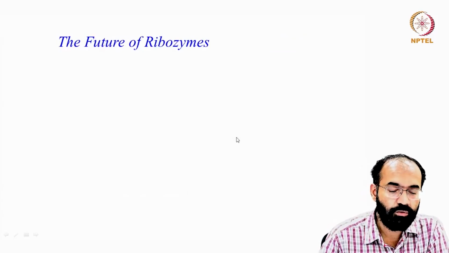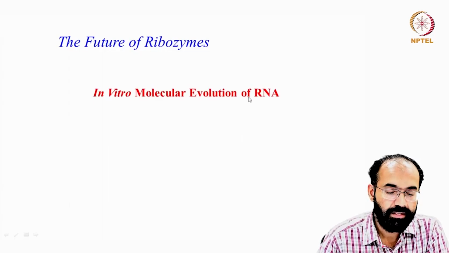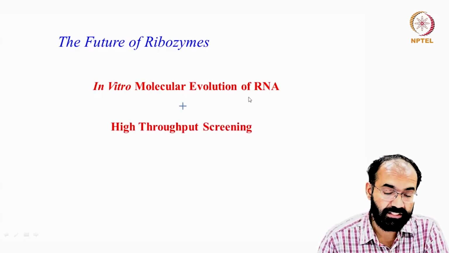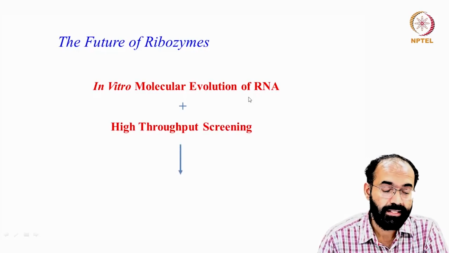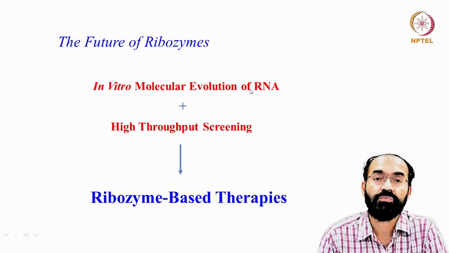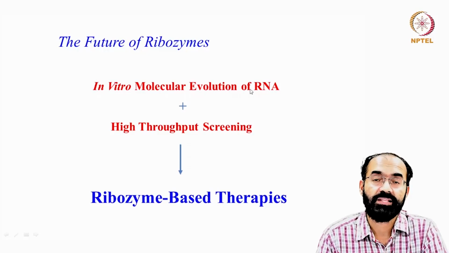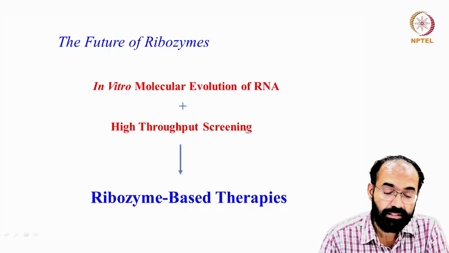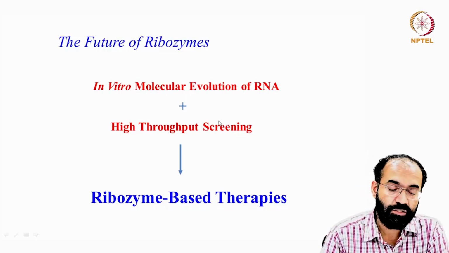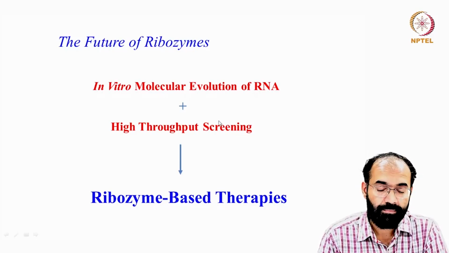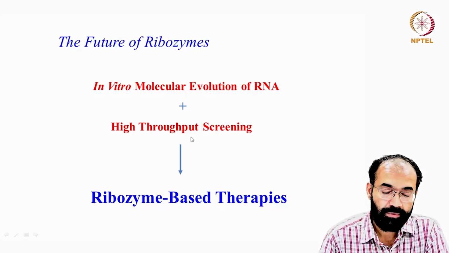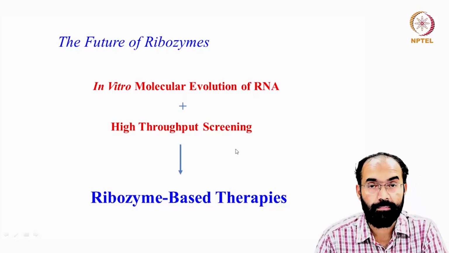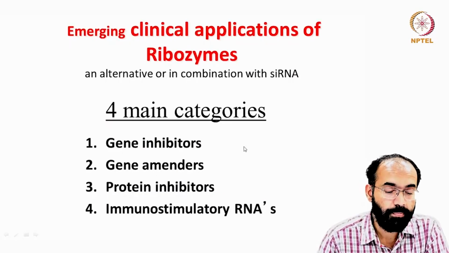Now let us quickly look into the future of ribozymes. Can we adopt newer and newer functions to the ribozyme? The in vitro molecular evolution of RNA is very much possible with the help of ribozymes, and we can also do high throughput screening. That means you can design ribozymes and screen them, based on which ribozyme-based therapies are very much possible.